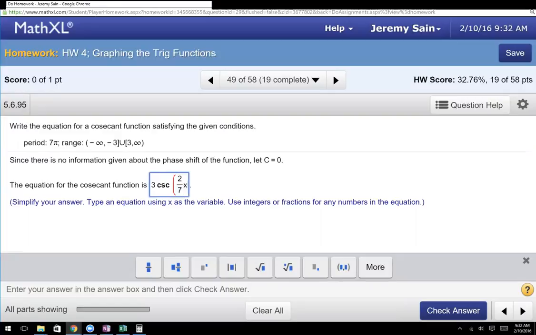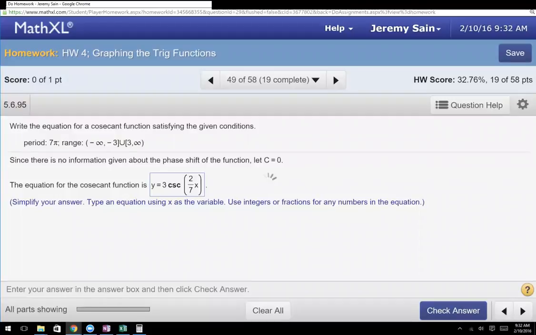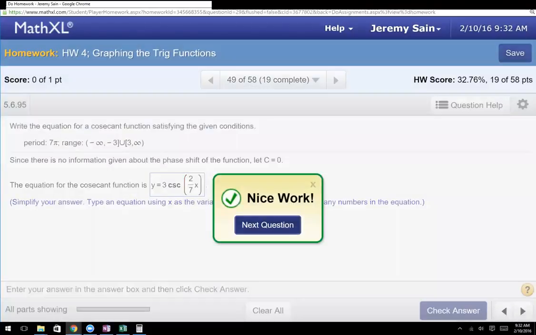I didn't put pi in the last one either. Nice work.